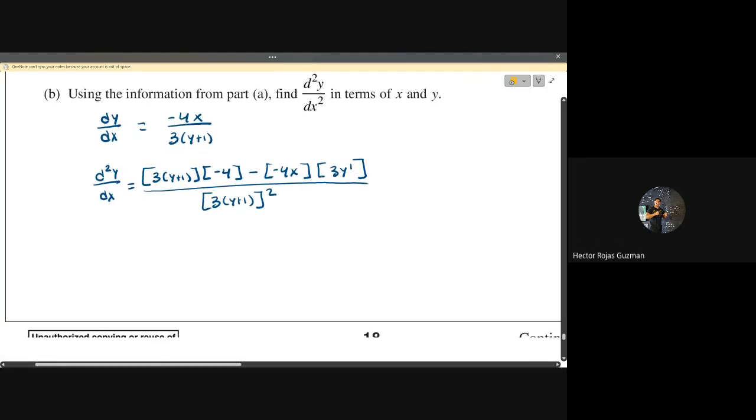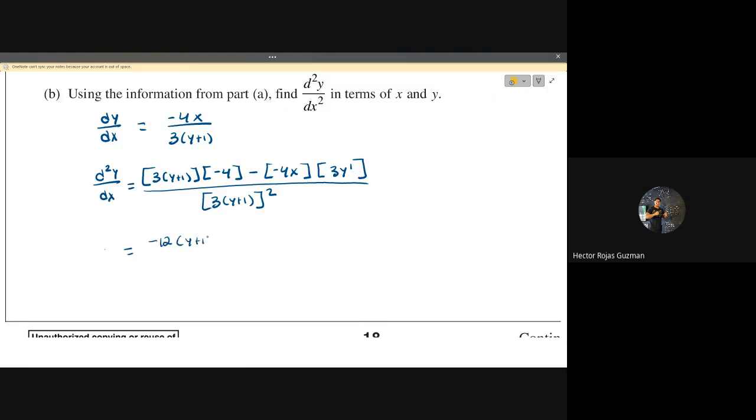All right. Let's clean this up right here. Negative 12 times y plus 1 plus 12x y prime. But instead of writing y prime, we're going to go ahead and replace it for what it should be. Y prime, we know it's negative 4x divided by 3y plus 1.